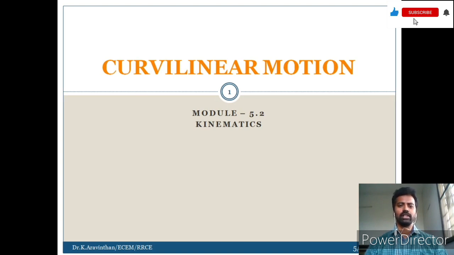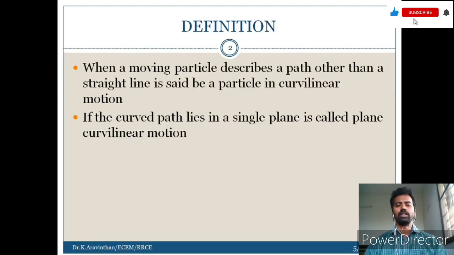Curvilinear motion is when any object moves other than in a straight path. Many engineering applications involve curvilinear motion. So let us discuss in detail the path of an object whose line of action is curvilinear, also considered as in a single plane.